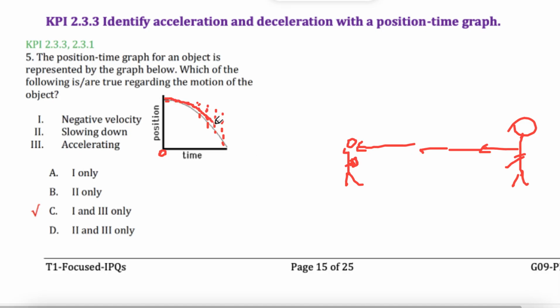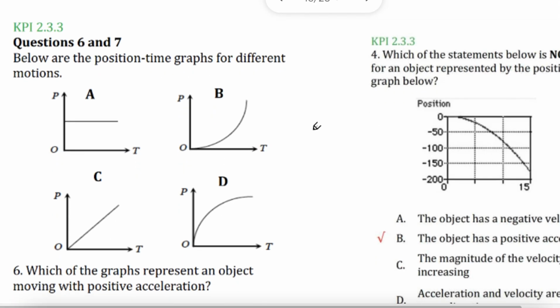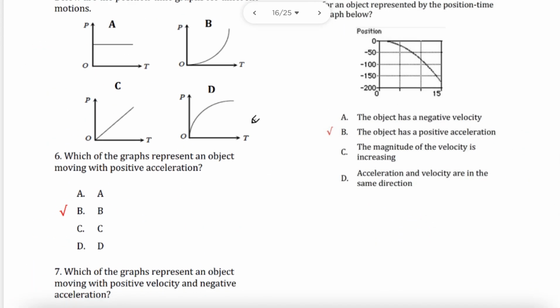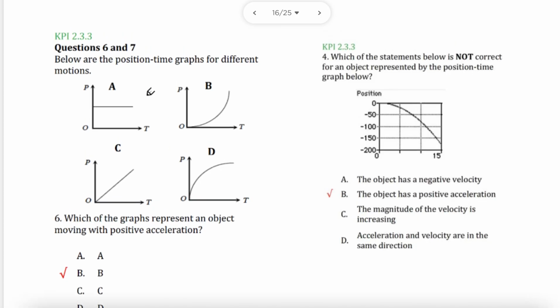So that's speeding up. Slowing down would have been something like this. That's slowing down. So keep that in mind. So in this case, only 1 and 3 would be correct. Very nice. Now, let's get on with the rest of these graphs before we move on to the freefall stuff.